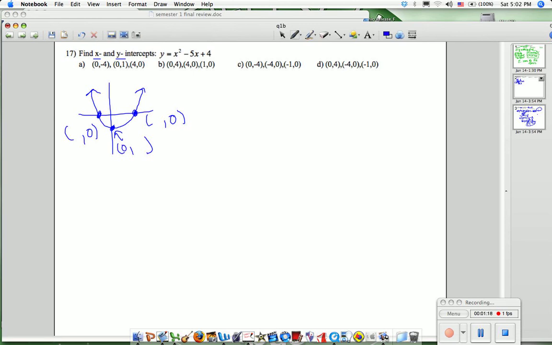All right, so let's look for the y-intercept first. x goes to 0, and we're looking for that number. So let's go with what's given in our equation: y equals 0 squared minus 5 times 0 plus 4. So y is equal to 4. We found our first intercept. That's called the y-intercept. So now we're going to go with the x.